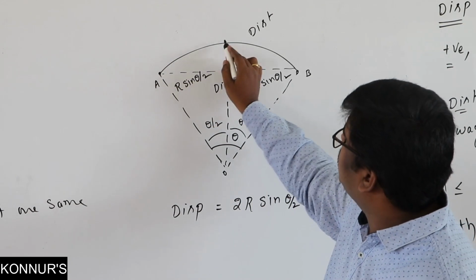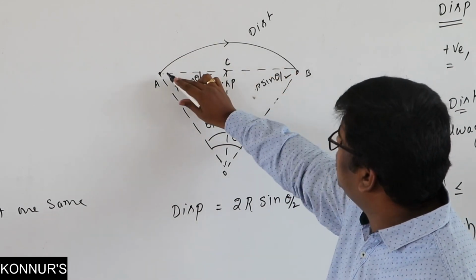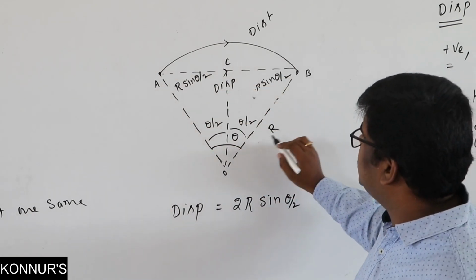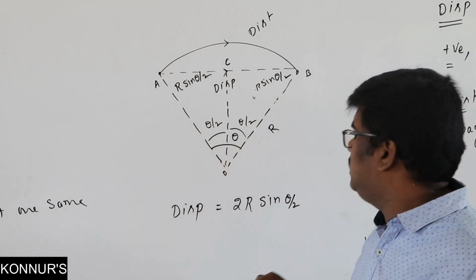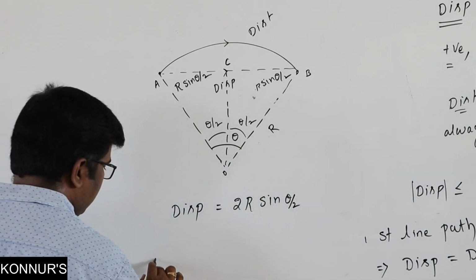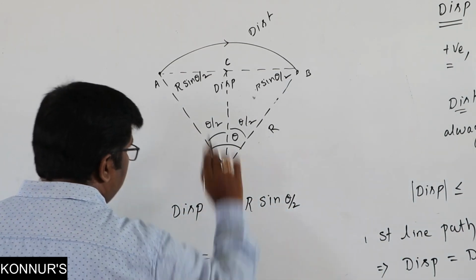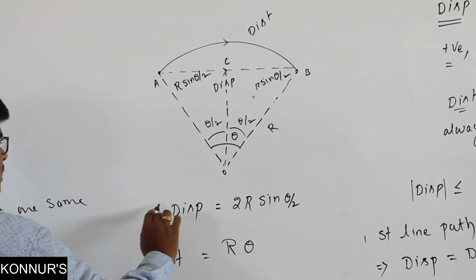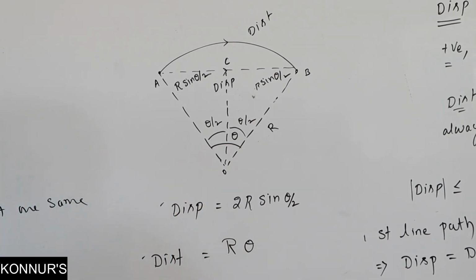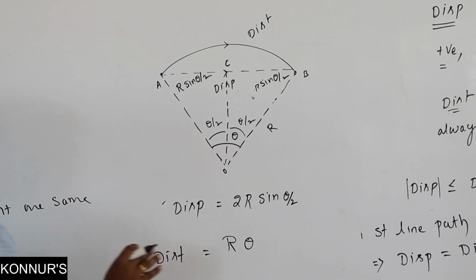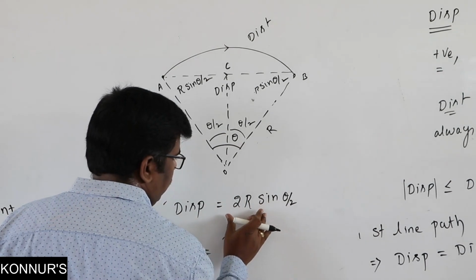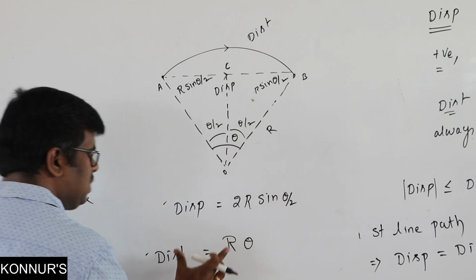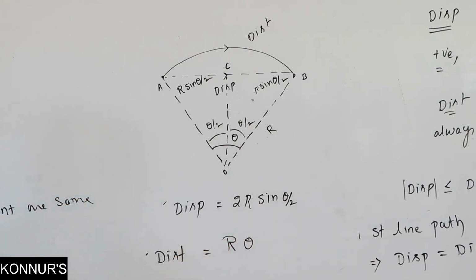And distance means path length. Path length means the arc length of this sector. The arc length is the angle times the radius. Then the distance is the arc length, that is r theta. So like this, you can understand distance and displacement. The shortest path length between initial and final points is displacement. The actual path length is called the distance.